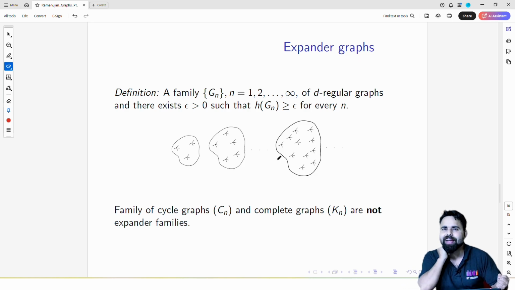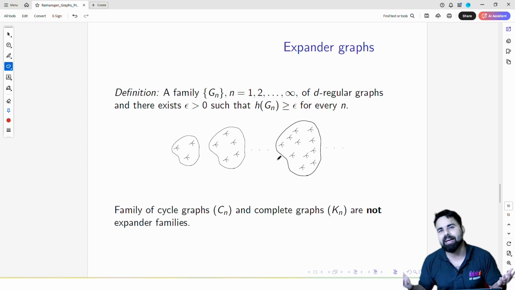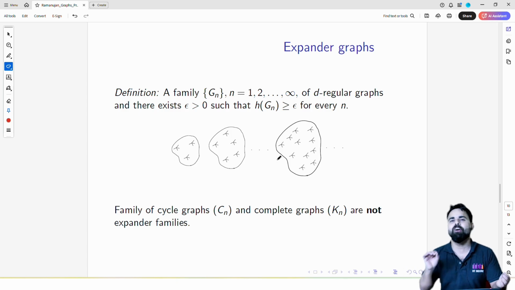Why is it so? It is so due to the definition. We want the degree to be fixed, right? When n is growing, in the case of the complete graph, the degree is also growing. The degree is n minus 1, so it is also growing with n. We want the degree to be fixed. So cyclic graphs and complete graphs are not families of expander graphs.